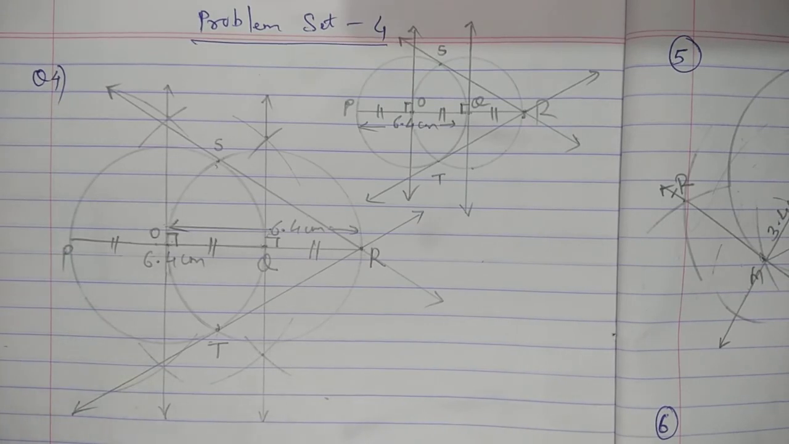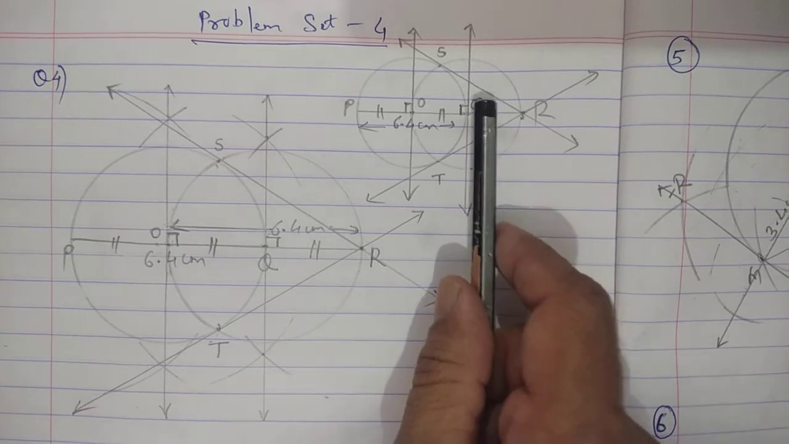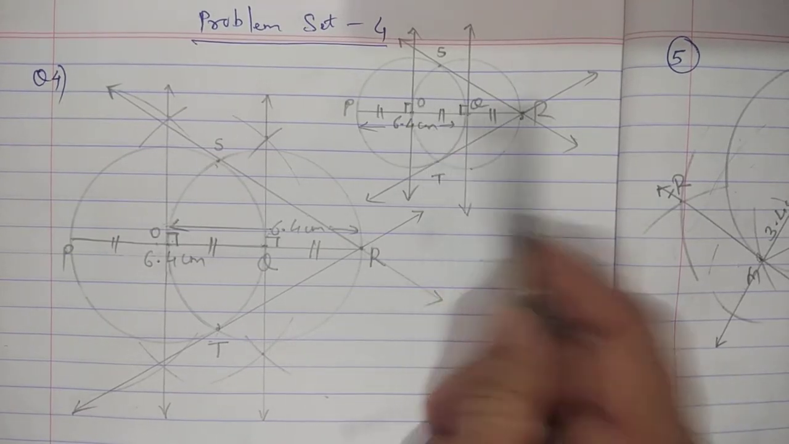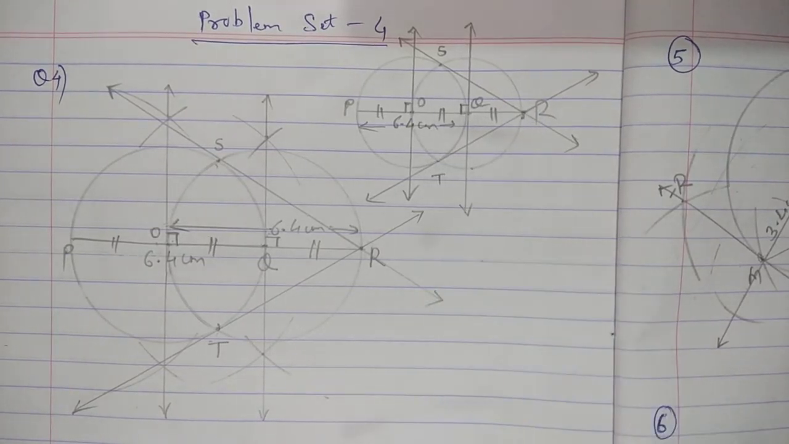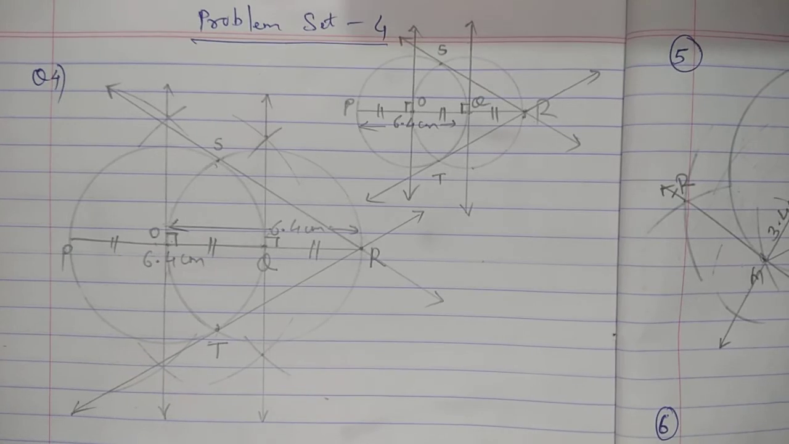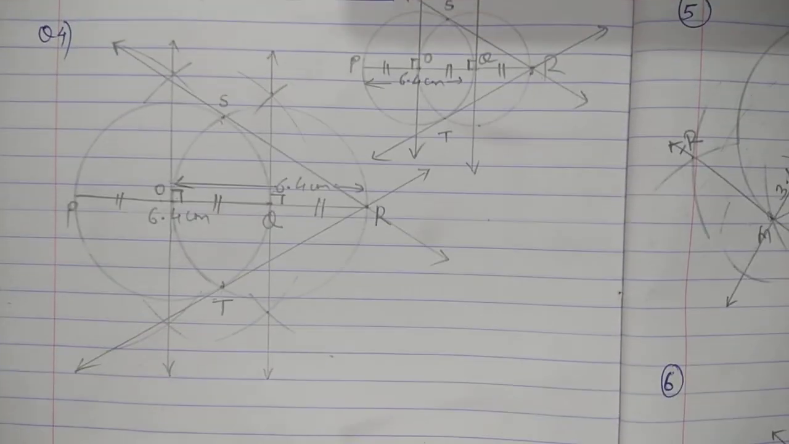Okay, same thing you will do in the rough diagram also. 6.4 centimeter for segment OR also. Okay, so this is how you will draw your figure for question number 4. Now we will move on to question number 5.